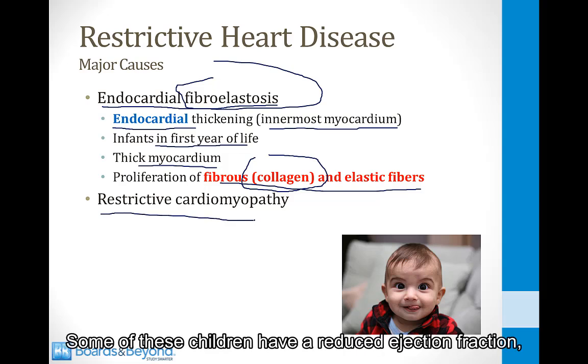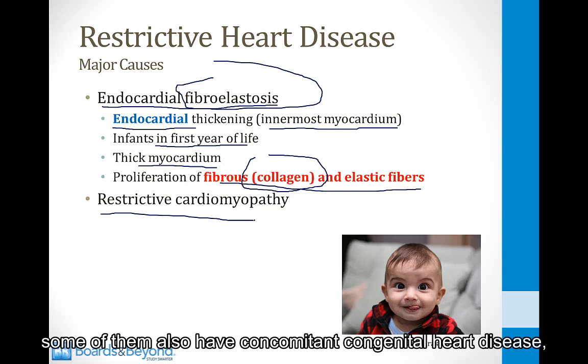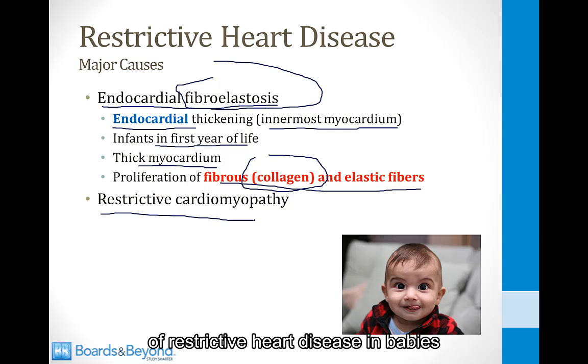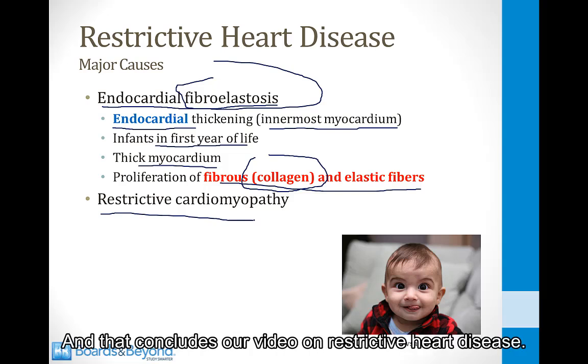Some of these children have a reduced ejection fraction. Some of them also have concomitant congenital heart disease. But the point you want to remember for step one is that this is a cause of restrictive heart disease in babies due to thickening of the endocardium from proliferation of fibrous and elastic tissue. And that concludes our video on restrictive heart disease.